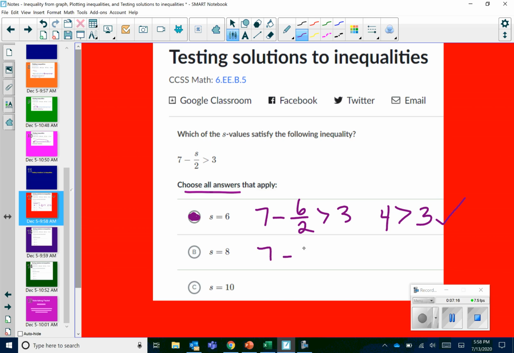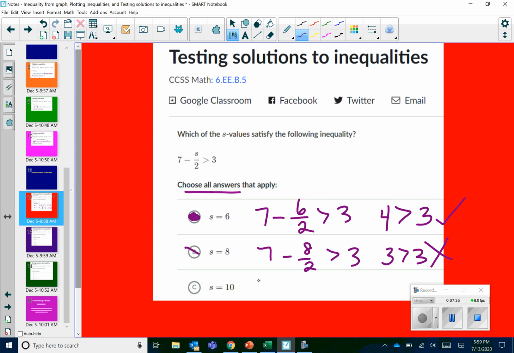7 minus 8 over 2 is greater than 3. Well, 8 divided by 2 is 4, and 7 minus 4 is 3. Is 3 greater than 3? No. 3 is not greater than 3. So that one would not work.